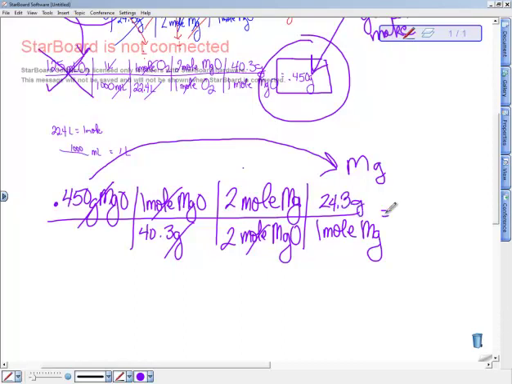Believe it or not, this will have the same effect as percent composition would have. Notice I didn't have to figure out what the percent composition was. I didn't have to do that math. All I did is set up a problem working backwards using stoichiometry. So this is actually a little faster than doing percent composition and looking at the compound and figuring out, okay, how much percent is magnesium?